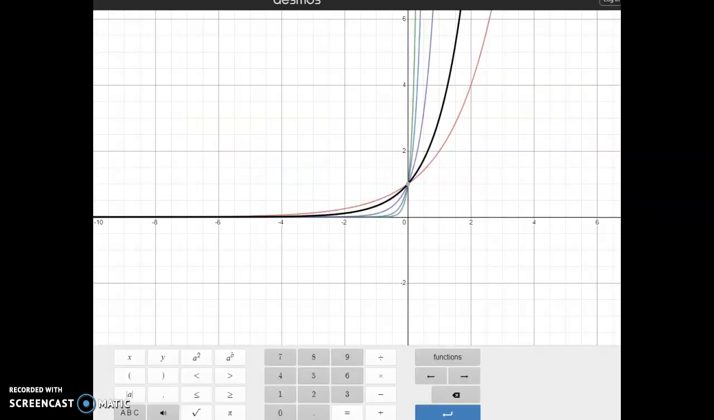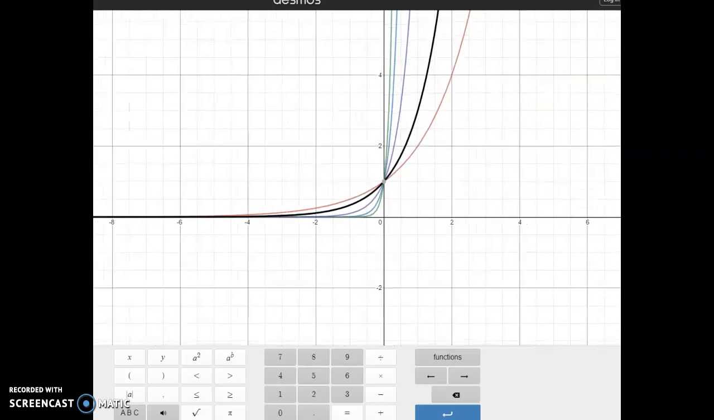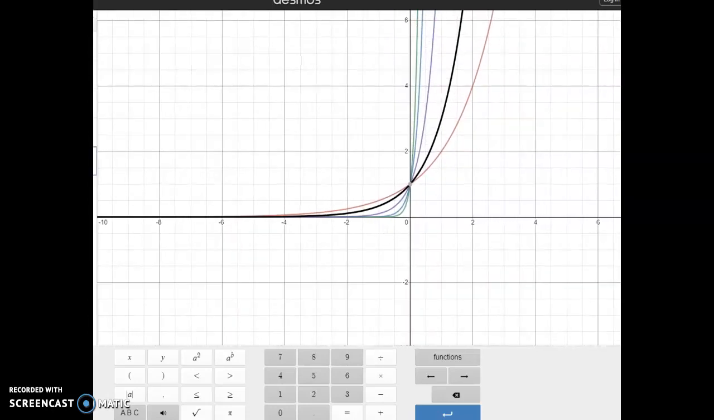Okay, so here are some functions that we have graphed. The red one is 2 to the power of x, the black one is 3 to the power of x, the purple one here is 10 to the power of x, then the blue is 99 to the power of x, and the green is 2000 to the power of x. So the bigger the base, the closer your line bends toward the y-axis.